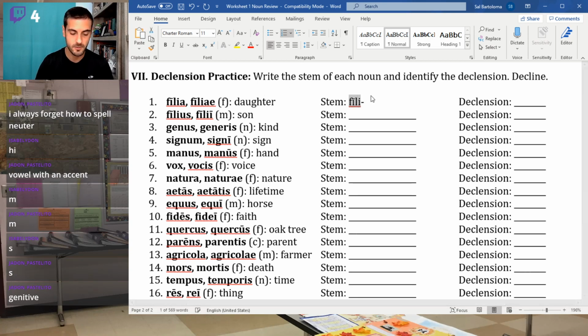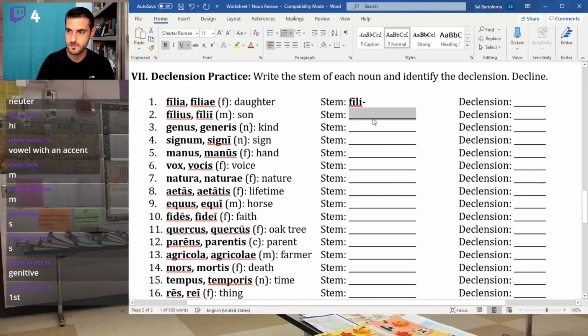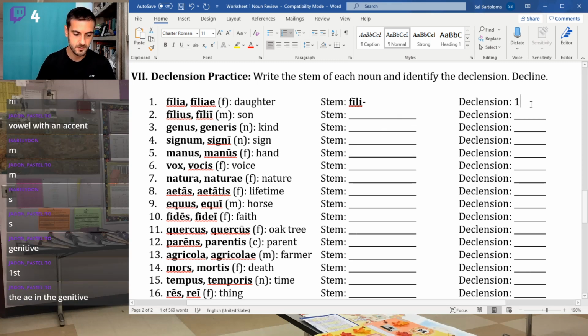And what declension is that word, and how do I know what declension that word is? What am I looking for? It is first. How do I know that it's first? Hey, Amy. The AE in the genitive. So this is definitely a first declension noun. That's how you look at it: you look at that genitive, see what the ending is, and when you chop off that ending, you get the stem. What about filios, filii? What would the stem be?